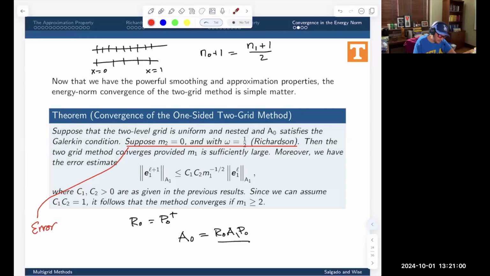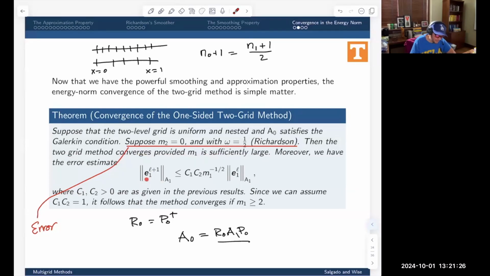Then the two-grid method converges, provided M1 is sufficiently large. Moreover, we have the following error estimate. The error at step or iteration L plus 1. So this doesn't mean level, this means iteration. And again, I'm using L here for the iteration count because K is going to be my wave number.